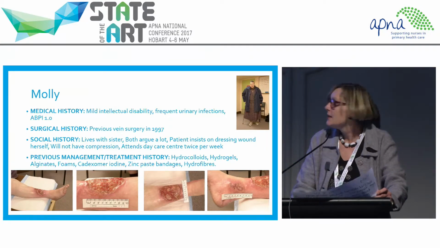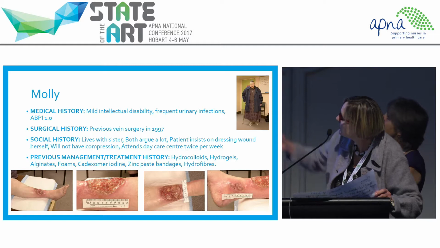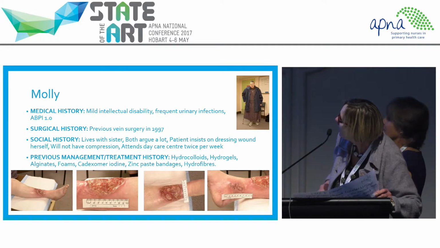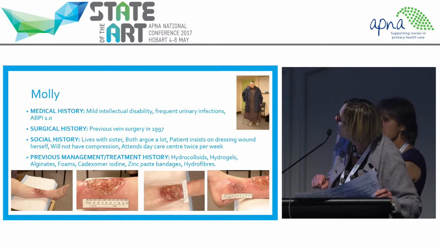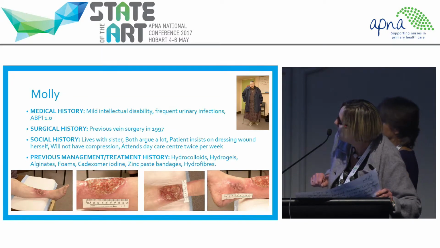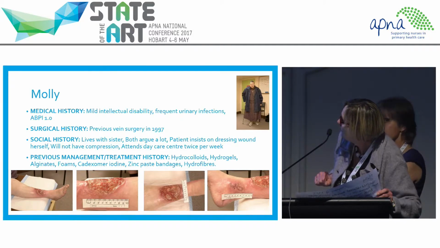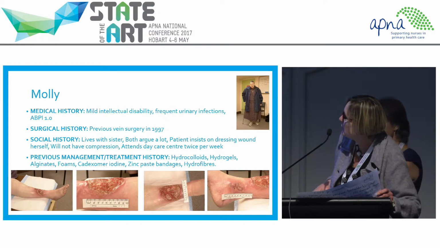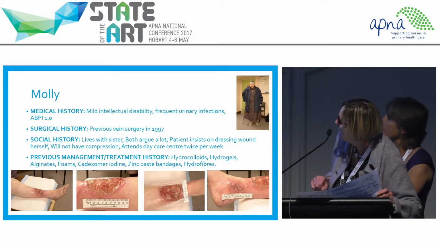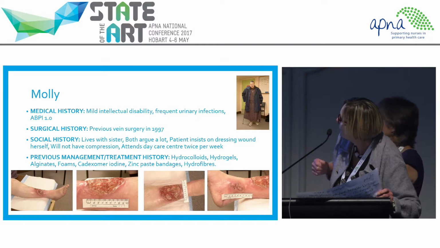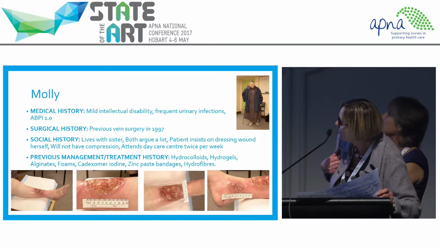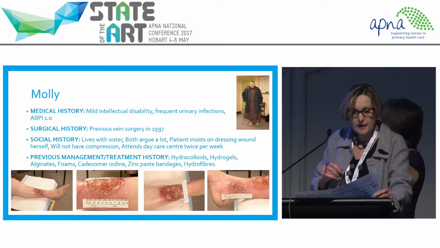Hi, I'm Jay. So we had Molly, and you can see basically up there, mild intellectual disability, frequent UTIs, ABPI of 1. She's had some previous vein surgery. We don't know any more than that. Lives with her sister, argues, insists on dressing her own wounds, will not have compression, but she goes to a day centre twice a week, and previous management is up there.